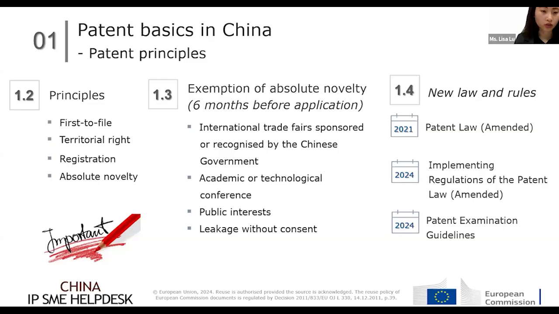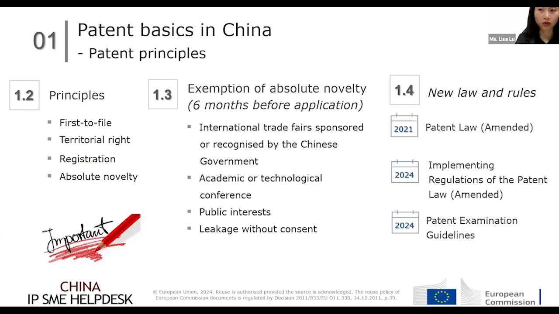And the second principle is that patent right is a territorial right. That means if you have a European patent, that doesn't mean you have patent right in China. You still need to go through an independent procedure. And without the registration of your patent, you cannot fully enforce your rights.